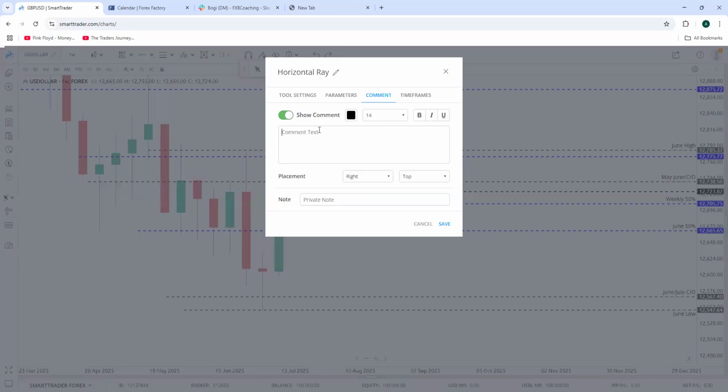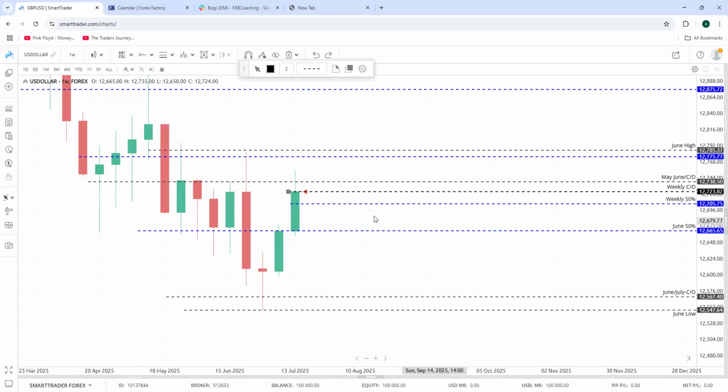So that is the weekly close open right now, we're assuming. So we can put that. And then we're going to put the high. We're going to put the weekly high.